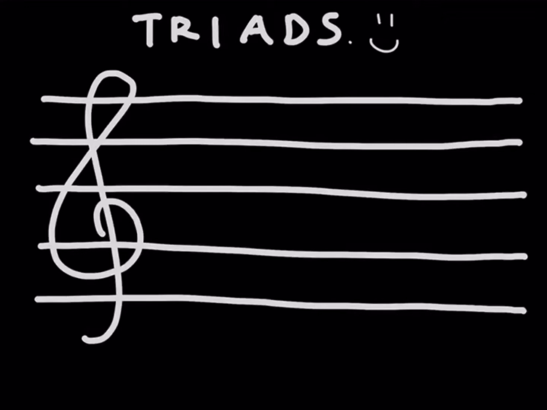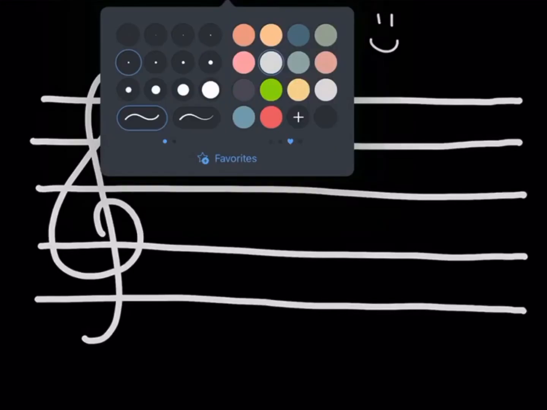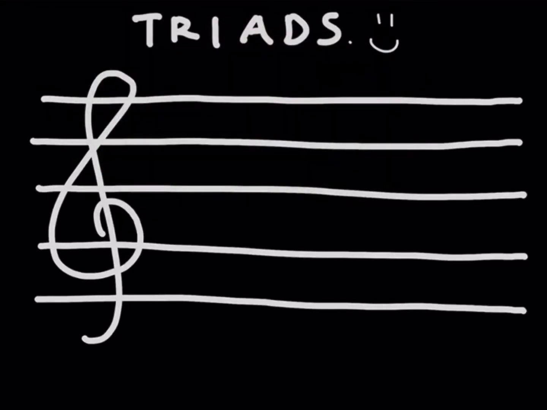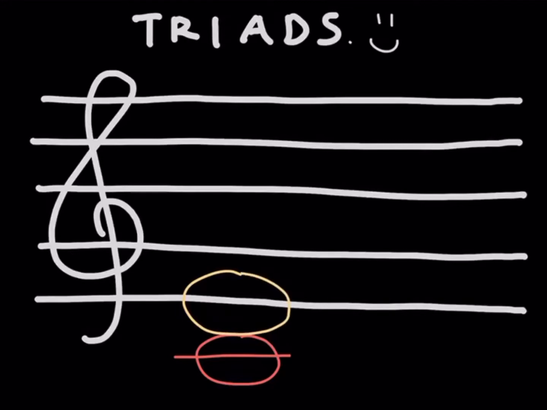So first, triads are made up of three notes played on top of each other. They typically look something like this, with a note here in red called the bottom note, which is also called a root, a middle note, which is also called a third, and finally a top note, which is called a fifth.